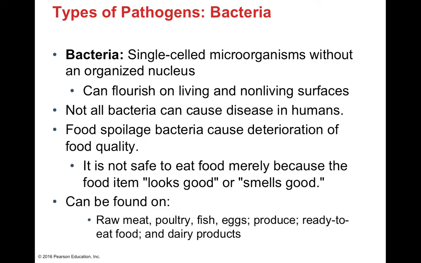So you're not necessarily going to be able to determine if food has bacteria present on it just because it looks good. Remember, if we have a doubling time of about 2 hours, just because it looks good doesn't mean that it's necessarily healthy. So it's not safe to just eat food merely because it looks good or smells good. This is why we have to strictly adhere to the guidelines of the Food Safety Administration for how many hours a food can be at a certain temperature range. Bacteria can be found on a lot of different foods, including raw meat, poultry, fish, eggs, and produce, also on any ready-to-eat foods and dairy products.